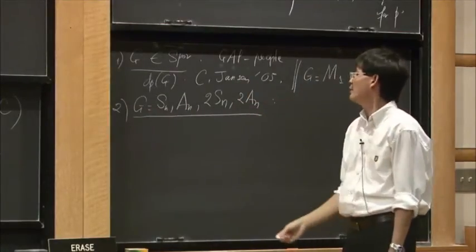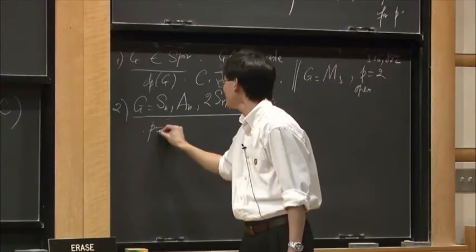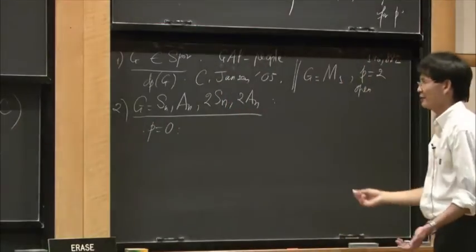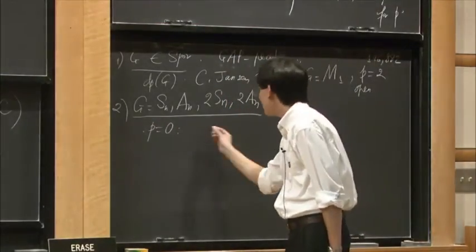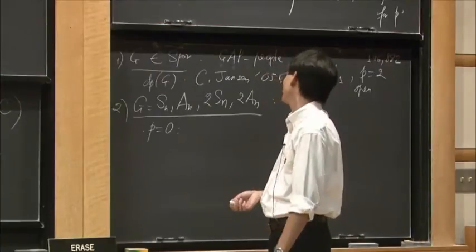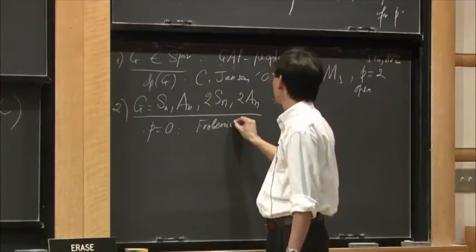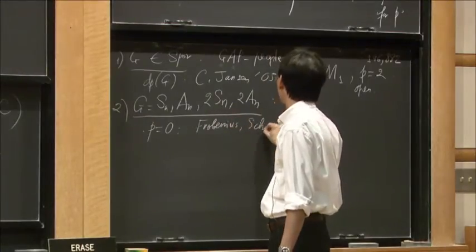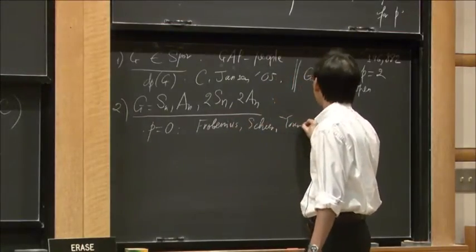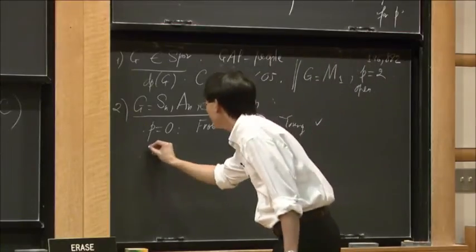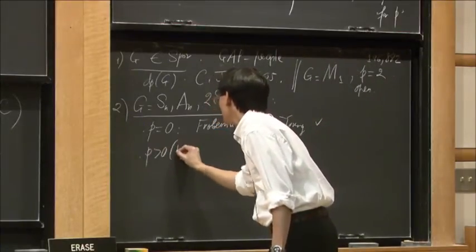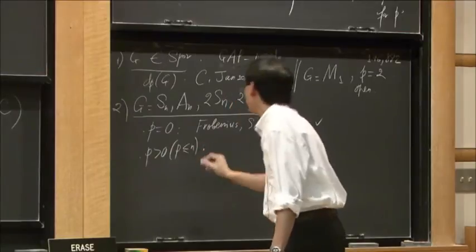Then if the prime P is 0, then this is just about the complex representations. So this is the easy case. You can do it using the classical theory of Frobenius, Schur, Young, so there's no problem. So the main case would be where your P is positive, and maybe you should say that P is at most n.